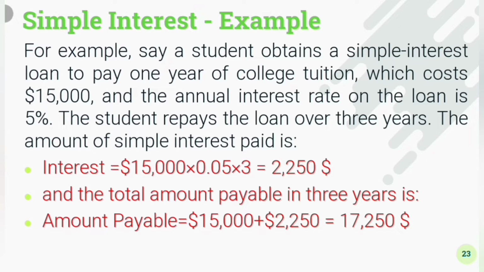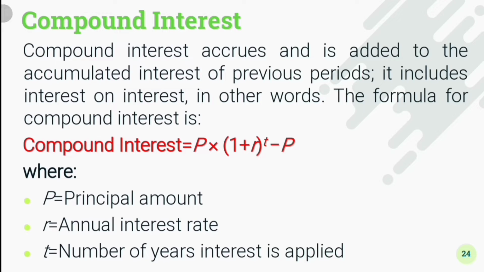And the total amount payable in 3 years will be $15,000 plus $2,250, which is equal to $17,250. Compound interest. Compound interest accrues and is added to the accumulated interest of previous periods. It includes interest on interest, in other words.